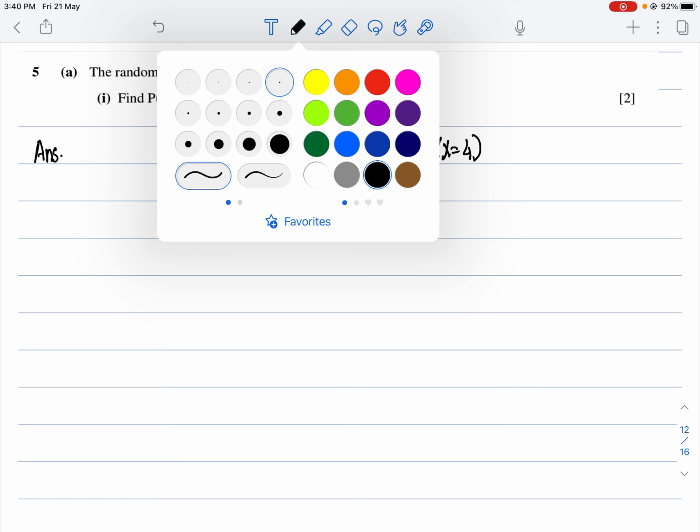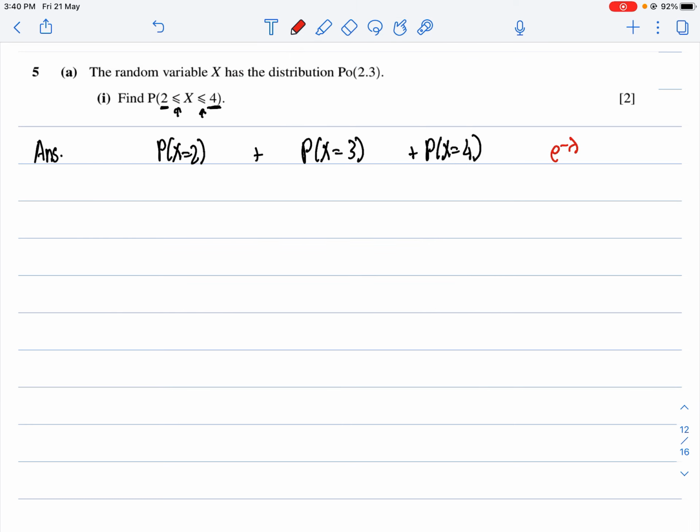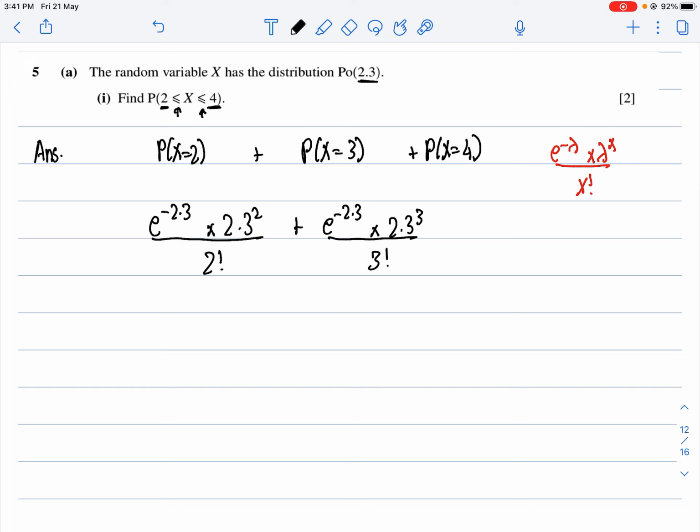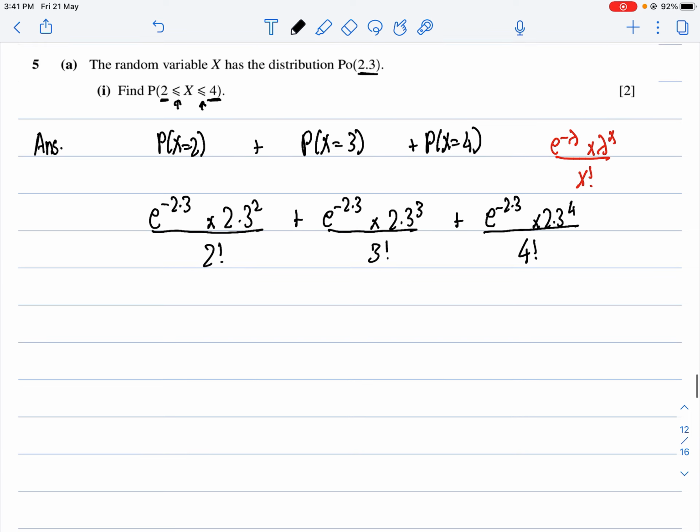Now the formula which I use is simple. It's e raised to minus lambda into lambda raised to x over x factorial. Using this formula, my lambda is given to me, which is 2.3. So it's e raised to minus 2.3 into 2.3 raised to 2 over 2 factorial plus e raised to minus 2.3 into 2.3 raised to 3 over 3 factorial plus e raised to minus 2.3 into 2.3 raised to 4 over 4 factorial.